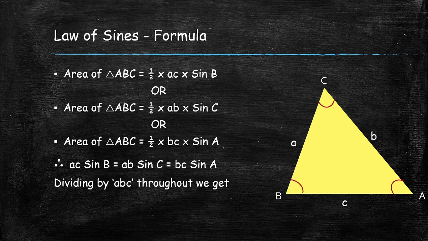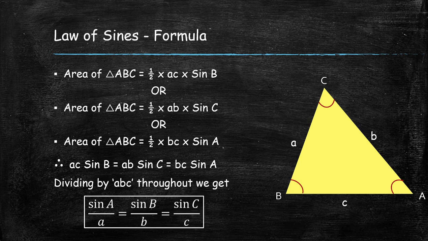So if we divide all three by ABC, so AC sine B divided by ABC, AB sine C divided by ABC, BC sine A divided by ABC, we get sine A by A equal to sine B by B equal to sine C by C. This is the law of sines. In many places, the law of sines can also be written as A by sin A equal to B by sin B equal to C by sin C, but it's just the reciprocal. So this is the law of sines.